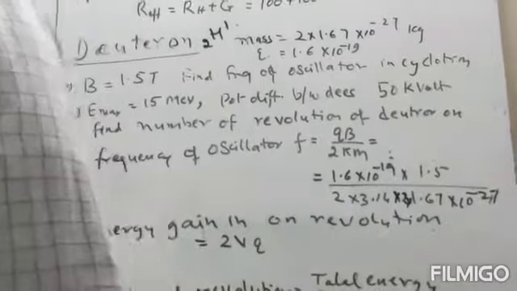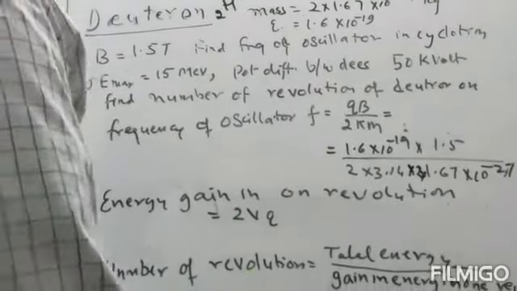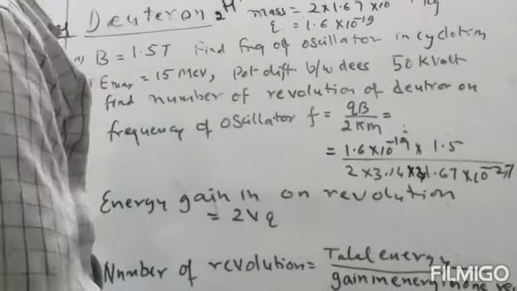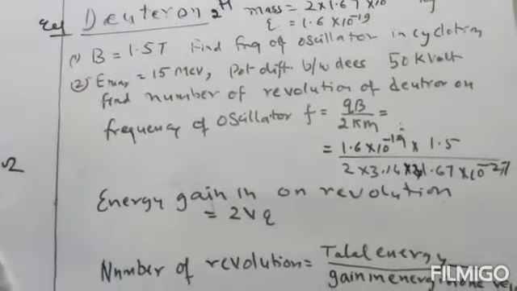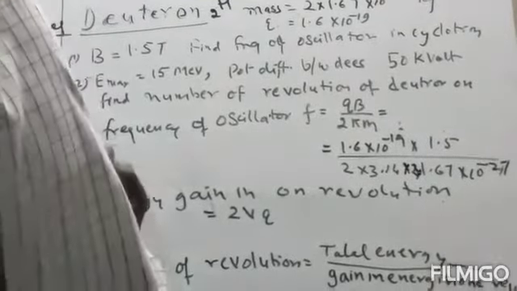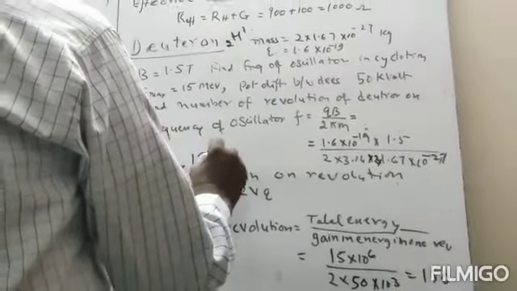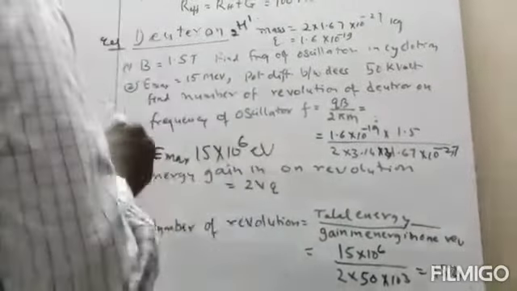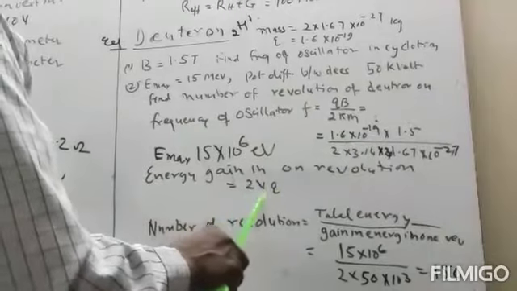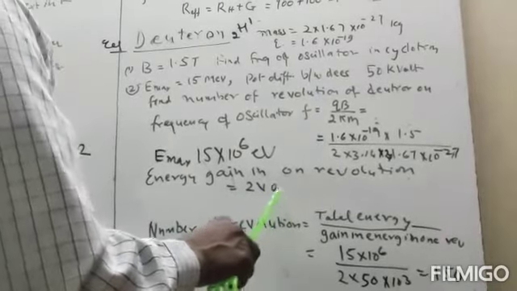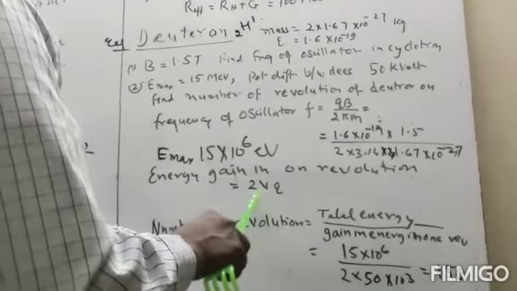Now, the second part is, if the energy required is 15 MeV, so the total energy E maximum is 15 MeV, 15 into 10 raised to 6 electron volt. Now, the energy gain in one cycle is equal to 2 into V into Q. Q is the charge of the particle and V is the potential difference between the two D's.